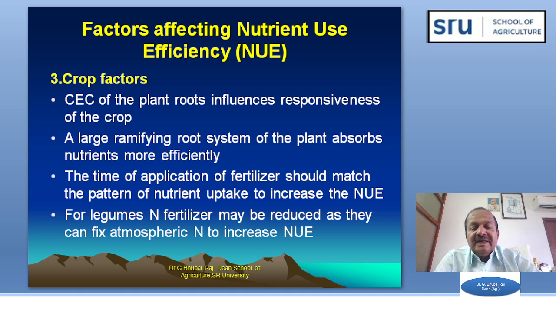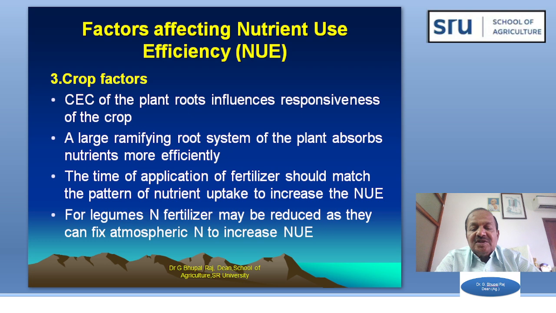For example, some crops require nutrients, and the requirement varies from stage to stage. For example, rice requires more at the tillering stage, and some fertilizers, like potash, are required at the panicle formation stage. So the application of nutrients should match the requirement of nutrients by the crop.